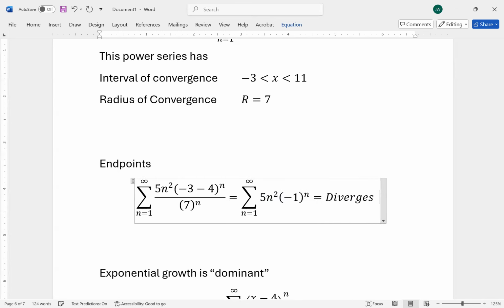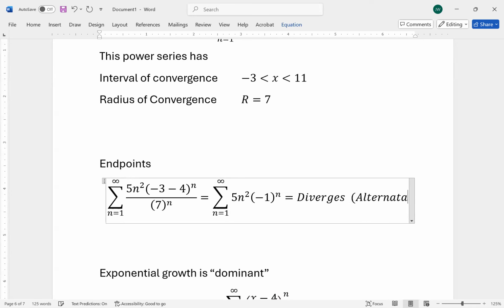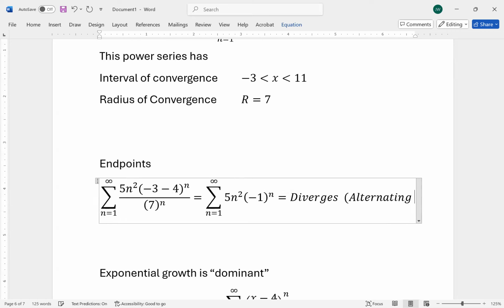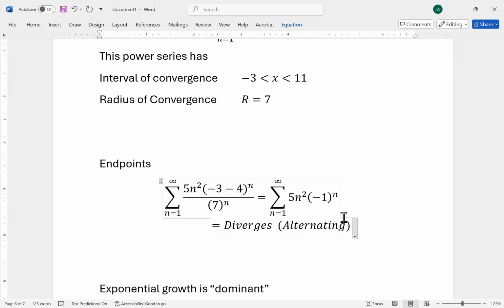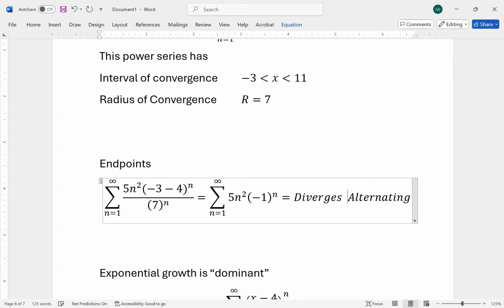So that diverges by the alternating series test. So this diverges because of the alternating series test.